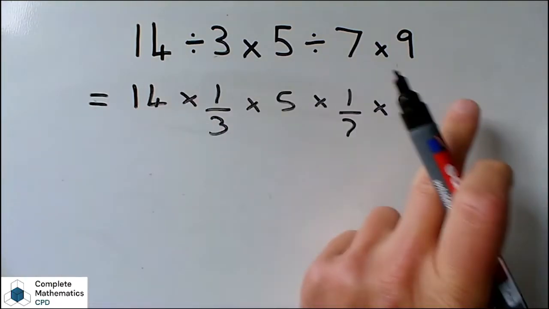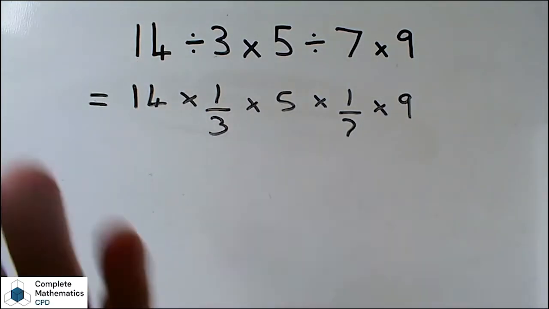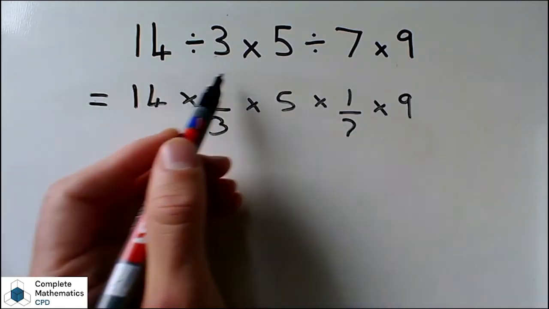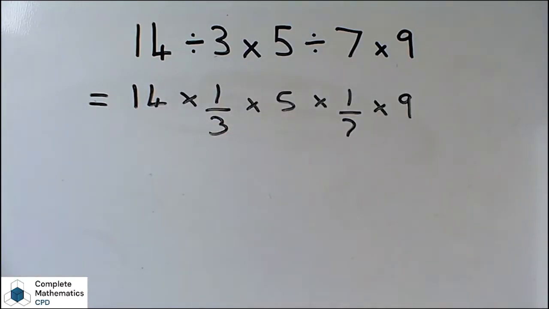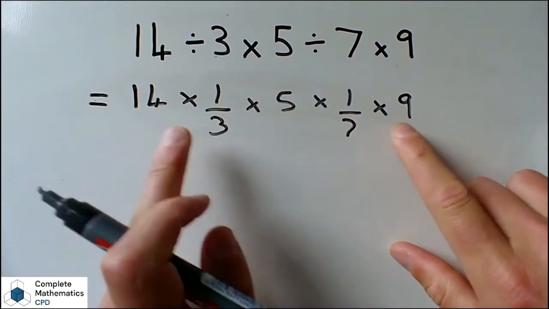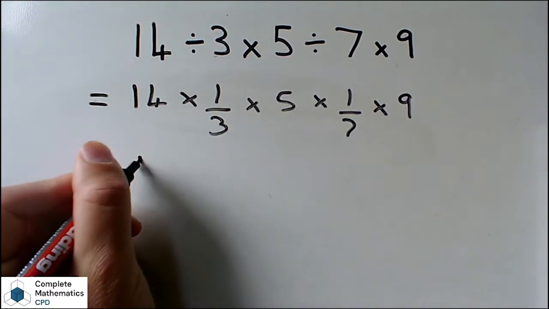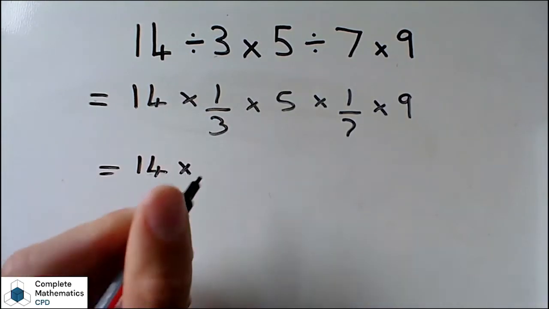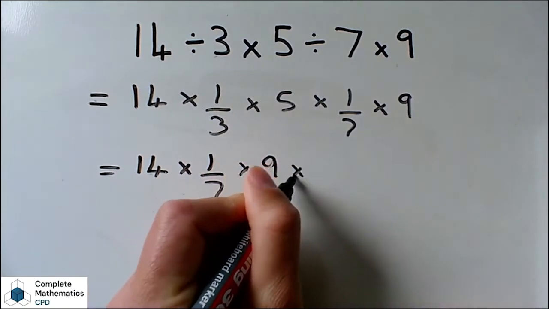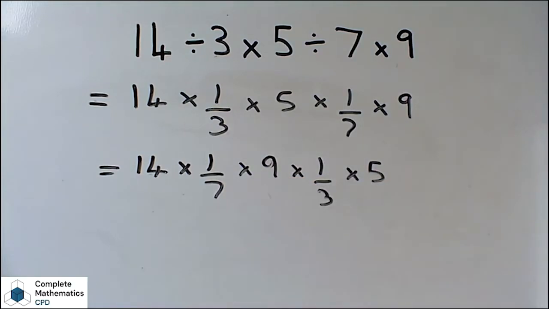Now this idea is really useful because now multiplication is commutative. You might want to check that pupils are okay that 6 times 4 is the same as 4 times 6. So we can rewrite this calculation in any order that we want and get them to spot nice pairs of numbers. So the 14 and the 7 are a nice pair and the 9 and the 3rd is a nice pair. So I'll go to the effort of rewriting this out with the nice pairs next to each other. So 14 times 1/7 and then the 9 times 1/3 and then the times by 5 at the end.